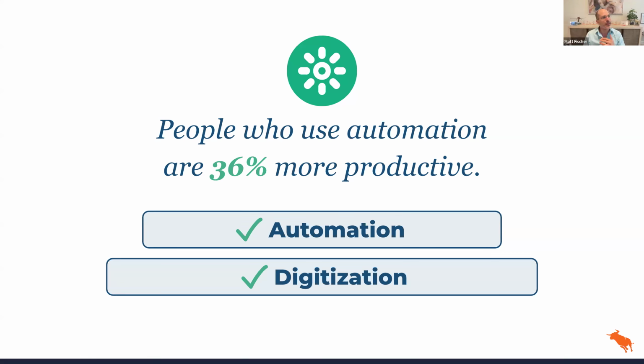And it means that people that have been using Bullhorn automation are essentially 36% more productive. We measure that by the increase in placements per recruiter as compared to folks that are not using automation. And so it is an important component in order to actually get the benefit of assistants and agents.